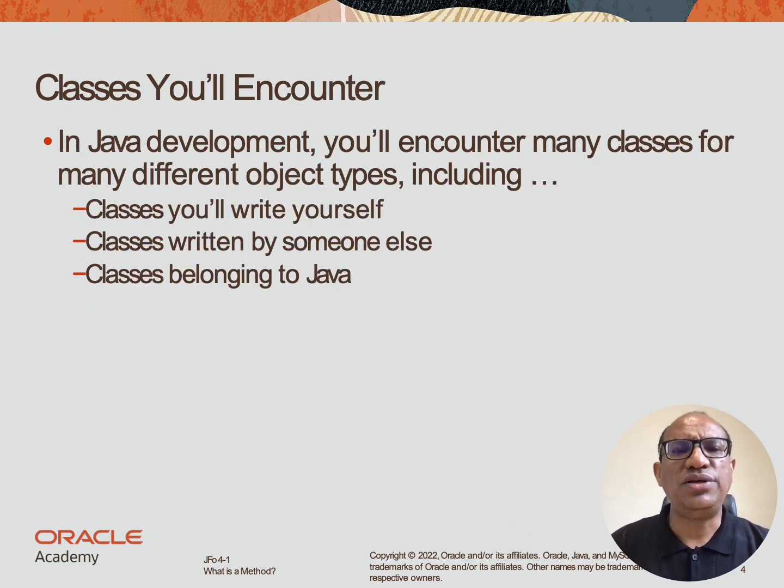In Java, you'll encounter tons of classes, some written by you, others by your team, or the Java language itself. Each class can represent an object type, and it will usually contain two key parts, fields and methods. Fields hold data and methods define behavior. Today's focus is the method side of things.